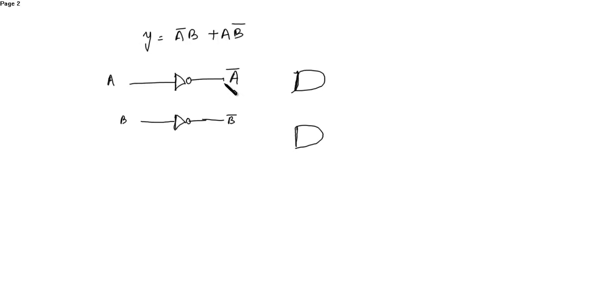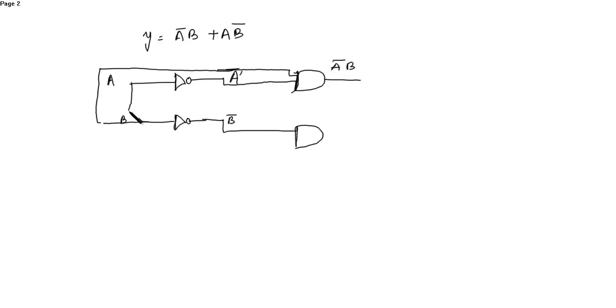One is for A bar B, so this is A bar B, and next is A B bar.